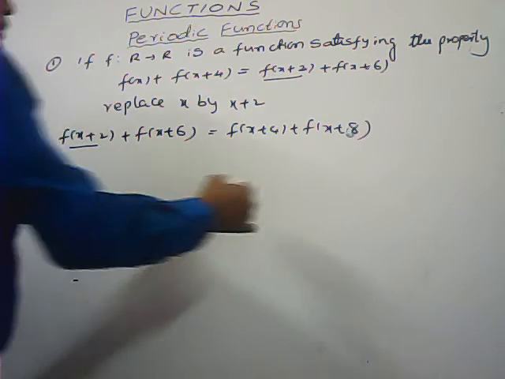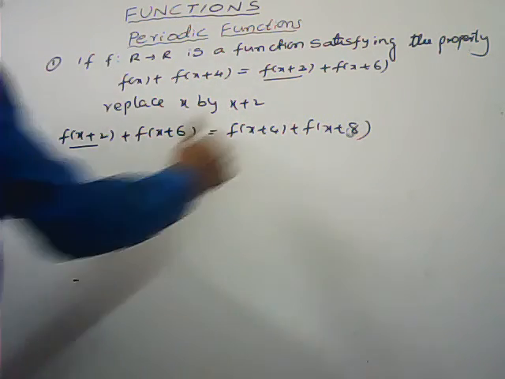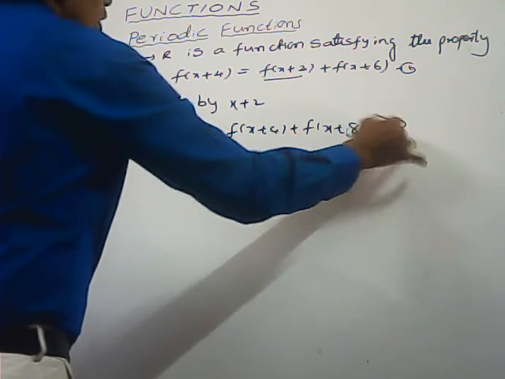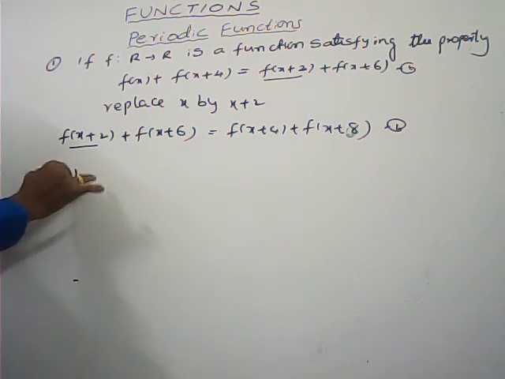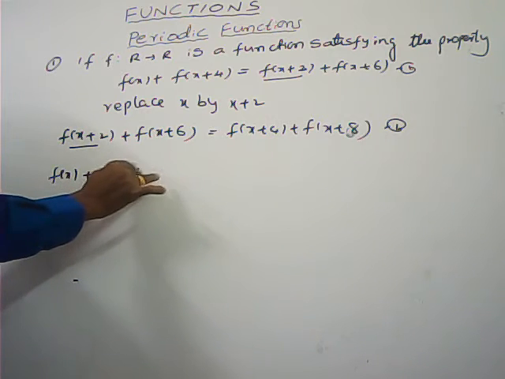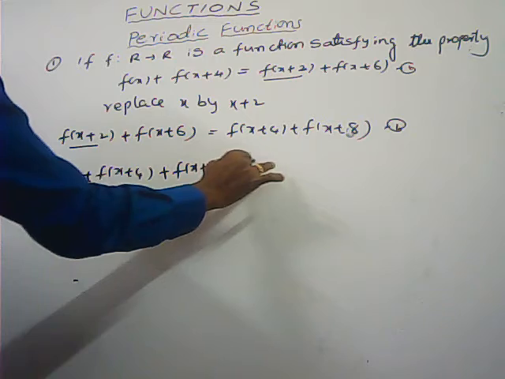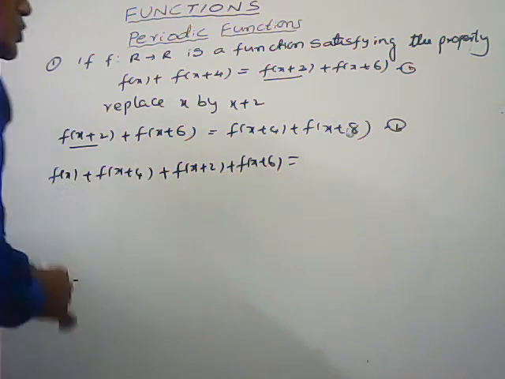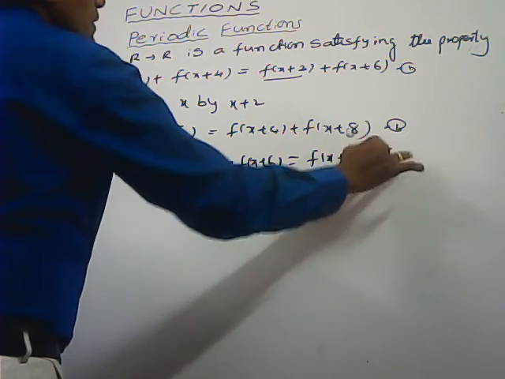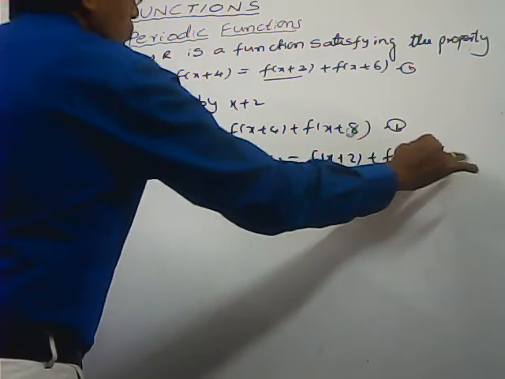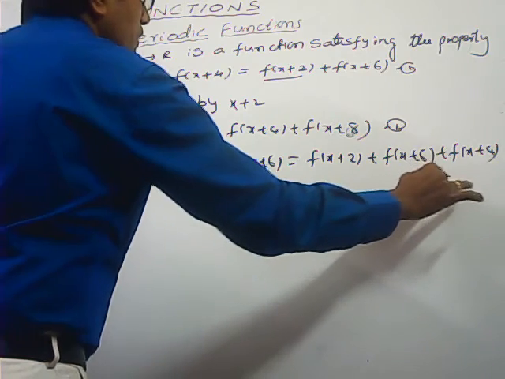Otherwise here we can do one thing. We can substitute the expression instead of f of x plus 2, or what I am doing here is adding these two relations. Here f of x plus f of x plus 4 plus f of x plus 2 plus f of x plus 6, that is equal to, on the right hand side also I am adding, f of x plus 2 plus f of x plus 6 plus f of x plus 4 plus f of x plus 8.